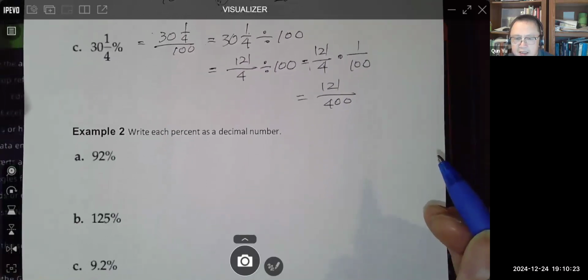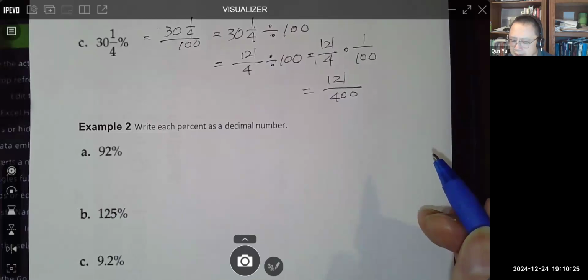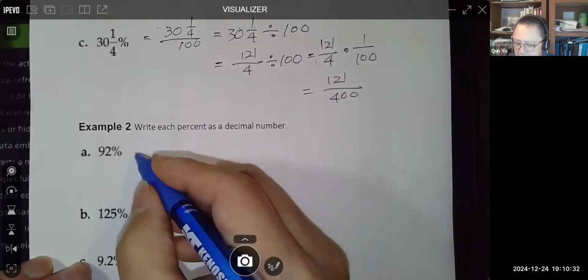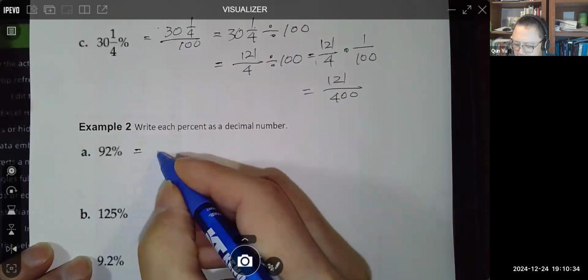Now, let's look at the second example. This time, we convert these percents to decimal numbers, one by one. Basically, we just do division.